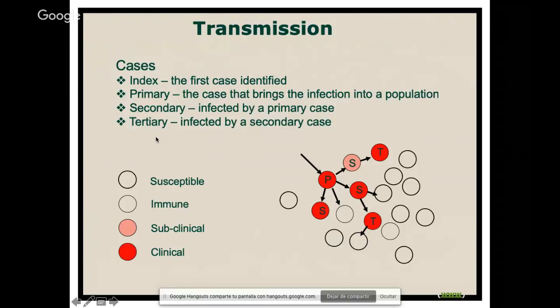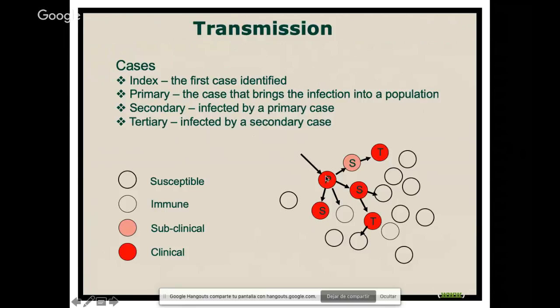In transmission, we have some definitions. First, the index is the first case identified. The primary is the case that brings the infection into a population. This is the first person that gets the infection. The secondary is the person who is infected by the primary case. So first this person was infected, then he infected a second person, and the tertiary is a person infected by the secondary case.